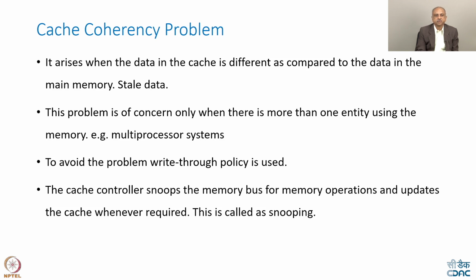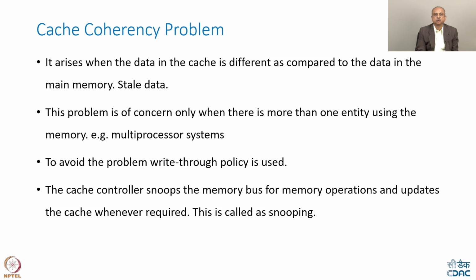I had mentioned cache coherency. It arises when the data in the cache is different from the data in the main memory, which means one of the data is stale, that is, either the cache has updated data or the main memory has updated data. This problem does not come up in uniprocessor systems where there is only one CPU. However, when you have multiprocessor systems, that is, more than one processor accessing the main memory, then this cache coherency problem may pop up. One of the ways to avoid this problem is what is called the write through policy.